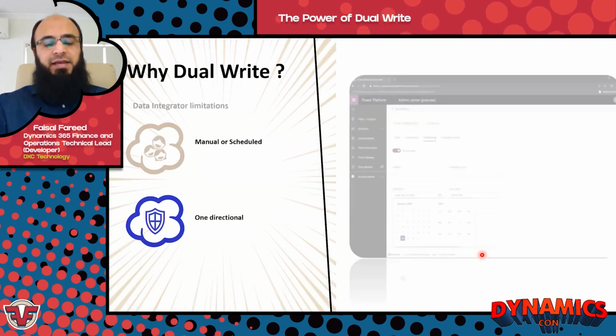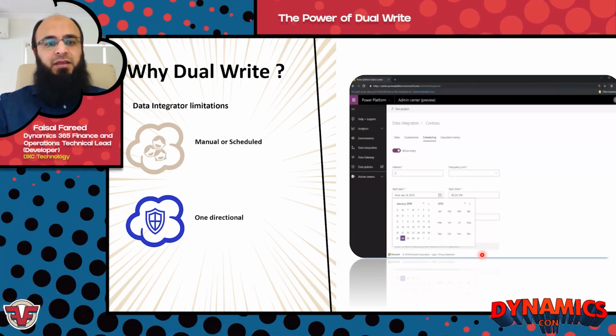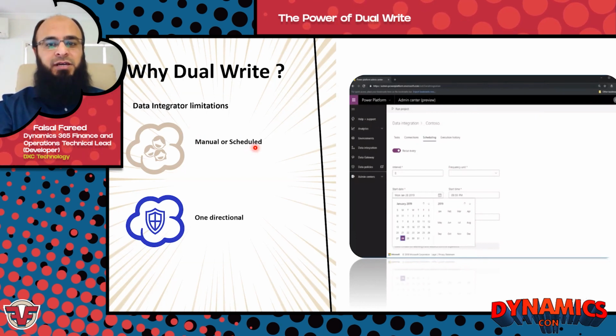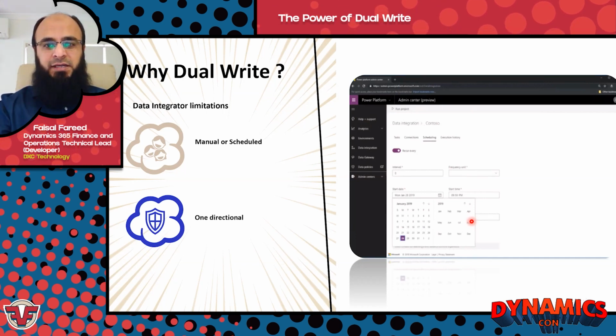Why do we need dual write? The second part of my agenda was why we need dual write. To start with, as we have seen in many steps in my previous slide, data integrator is manual and schedule based. So you have to perform all your steps manually, and once you are done, you can schedule it. As you can see on the right side of the picture here, you can only schedule it. It is not real time. It is not like you create one record in finance and operations and it goes directly into CDS. It actually takes a few seconds, a few minutes. It depends on the frequency you have set up here.